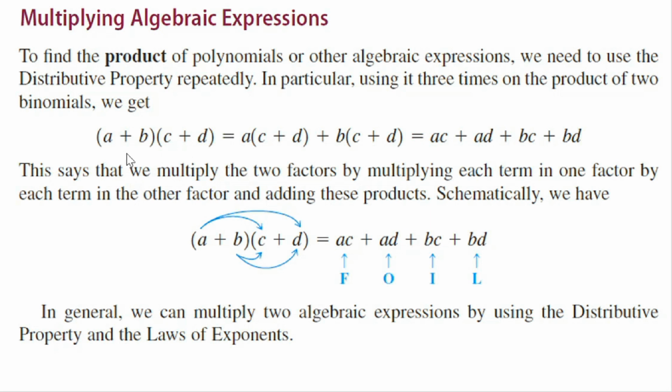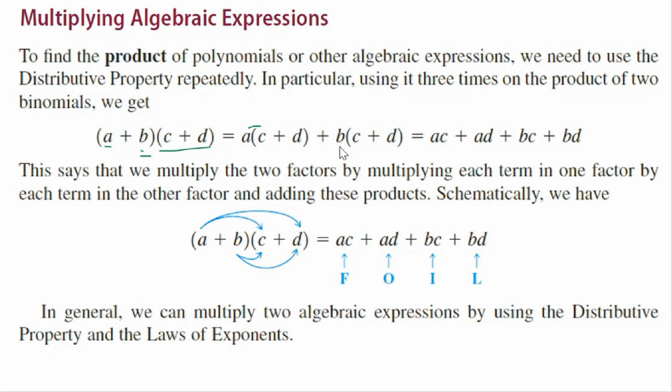So what we did here is that we distribute A to this binomial of C plus D. As you can see here, A times the quantity of C plus D. Next, we have positive B times the quantity of C plus D. Then after that, you distribute this again. A times C is AC. A times D, we have AD. We copy the sign, and then we are done on this term.